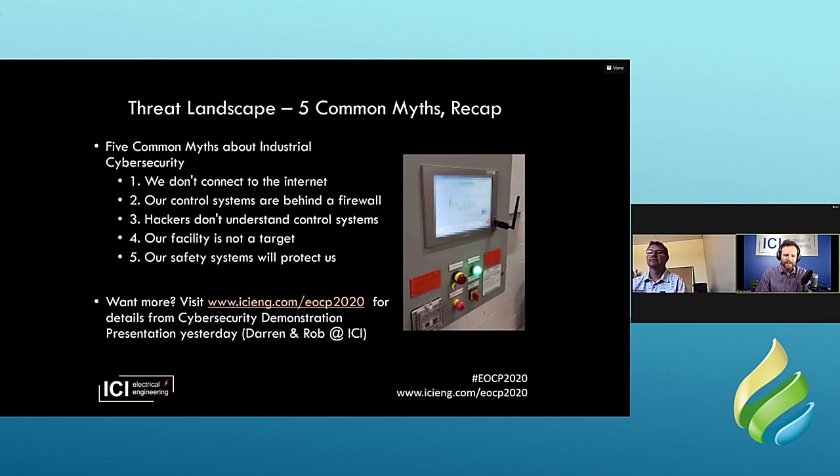So just a quick recap from yesterday for anyone who missed the cybersecurity penetration demonstration that Rob and Darren did from ICI. They covered these myths during their presentation and showed, as a demonstration, what happens if a water treatment plant gets hacked, and what it looks like from the hacker's perspective and from the operator's perspective. So we're taking this a step further. Now we're going to look at the regulations behind it, things you can do, things you can do to make yourself not the lowest hanging fruit. And if you want more, again, we'll make the slide presentation available.